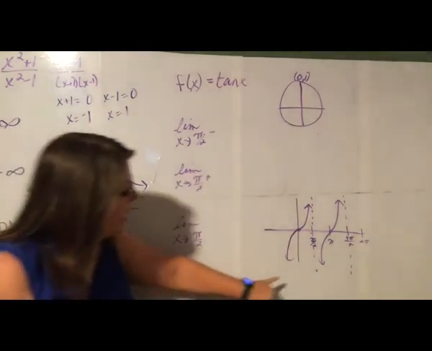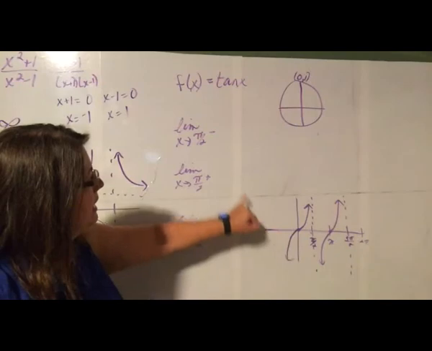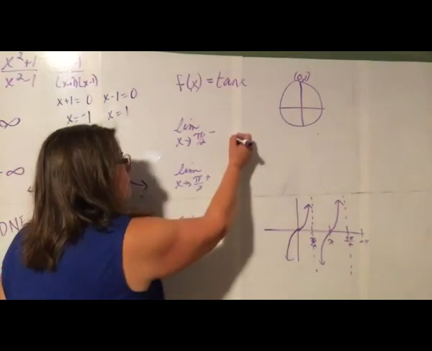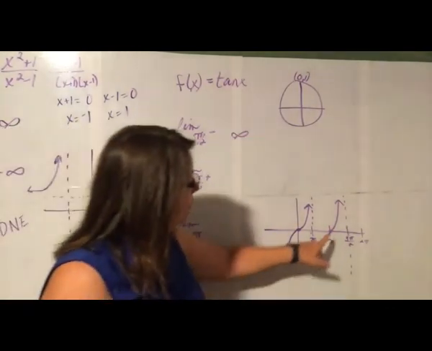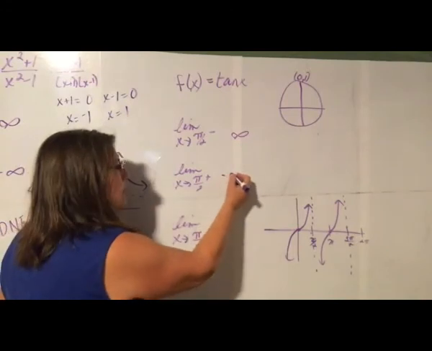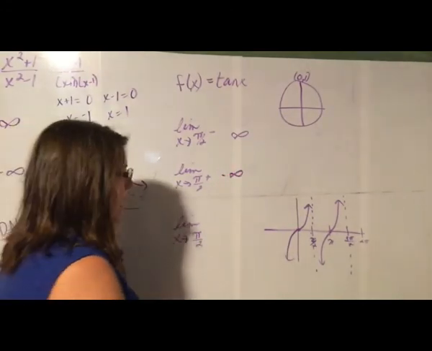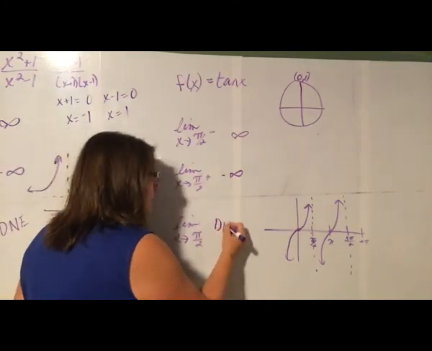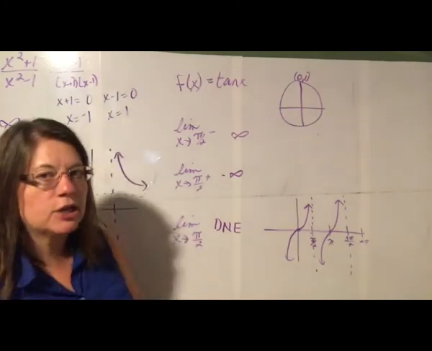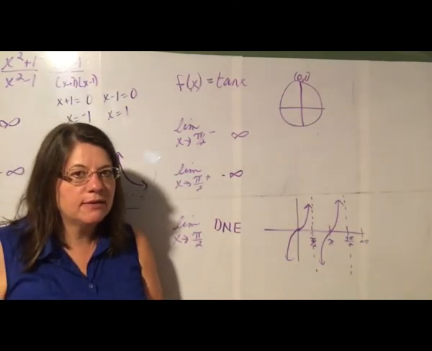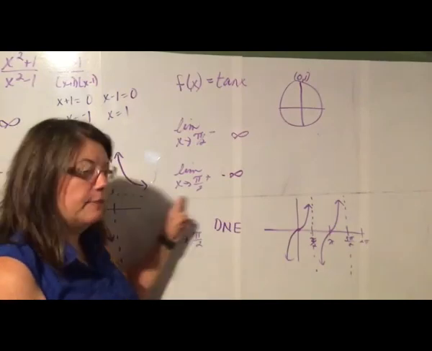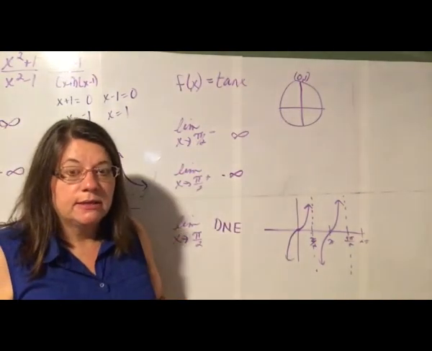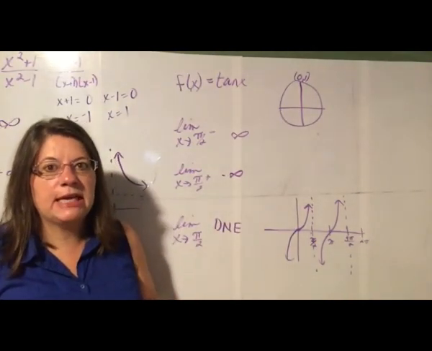So if we're approaching pi/2 from the left, it looks like that's approaching infinity. If we're approaching pi/2 from the right, it looks like that's approaching negative infinity. So my limit as x approaches pi/2, those two things are different from each side, so that does not exist. Understand, your one-sided limits could exist and your whole limit may not exist because the one-sided limits are different. That's one thing that you really need to take from this.